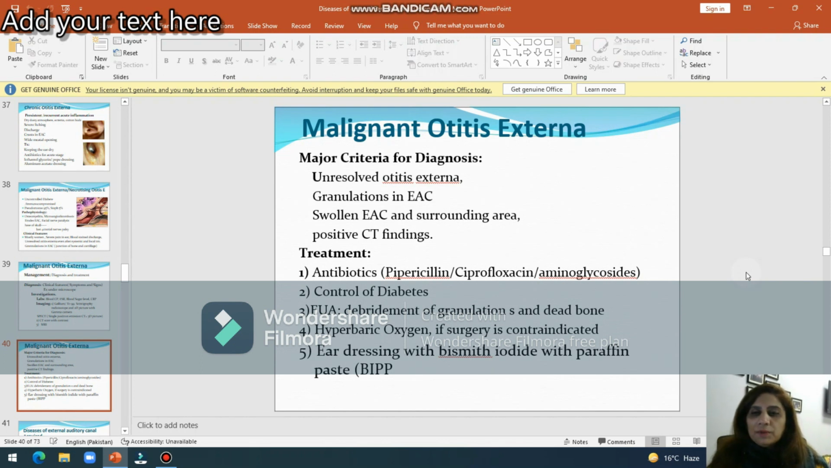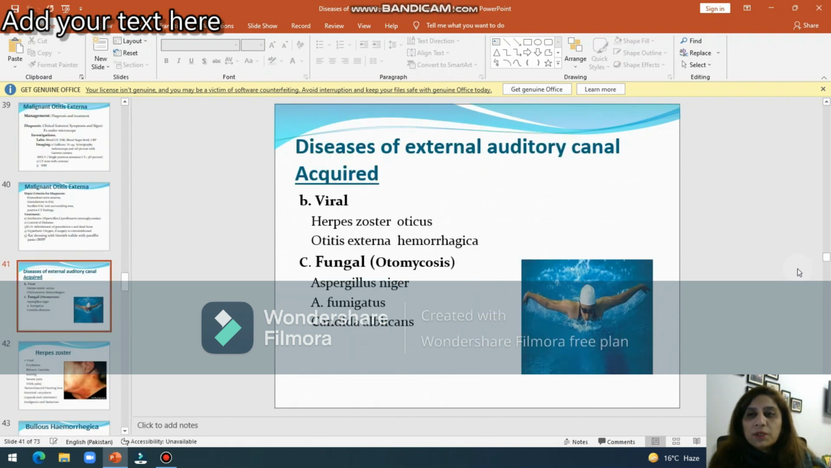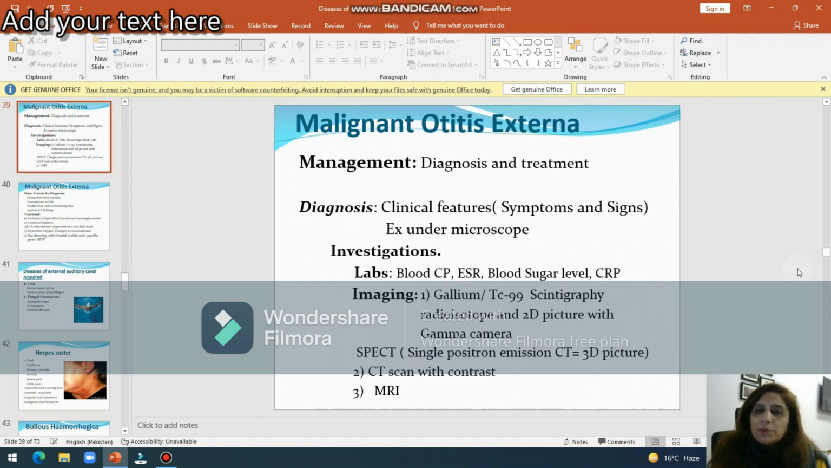What type of surgery will we do? It can be in the form of mastoidectomy. It can be in the form of petrosectomy, depending on the area involved. You make the diagnosis of the patient.